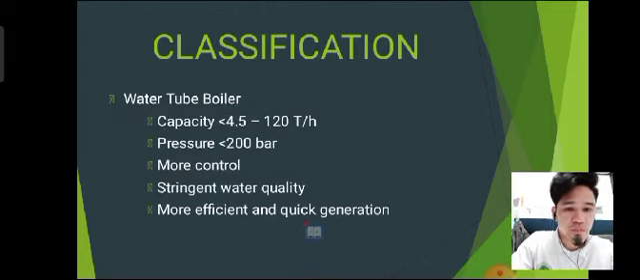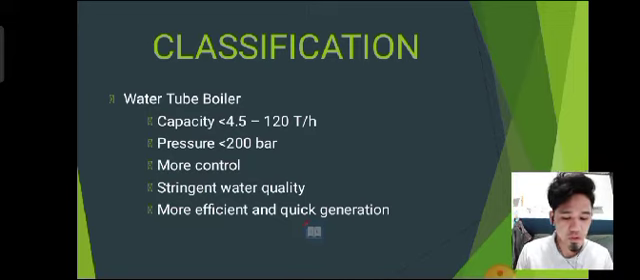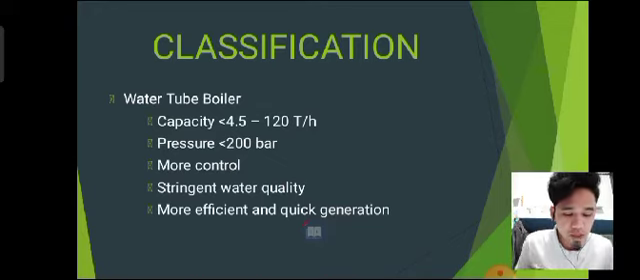Water tube boiler. Its steam generation capacity can go up to 120 tons per hour, in the range of 4.5 to 120. Pressure can go up to 100 bar. More controls are required because the water is flowing inside the tube. Suppose there is an obstruction in the flow of water, then an accident may take place.